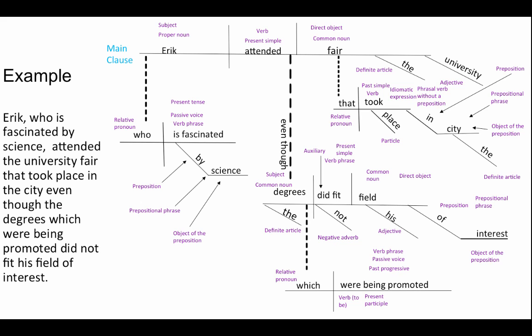So Eric attended the university fair is the main clause. The degrees did not fit his field of interest is a subordinate clause, so it's the same thing as an adverbial clause. Which were being promoted is a relative clause, or the same thing as an adjective clause. Who is fascinated by science is another relative clause. And that took place in the city is another relative clause. And this whole sentence is a complex sentence.